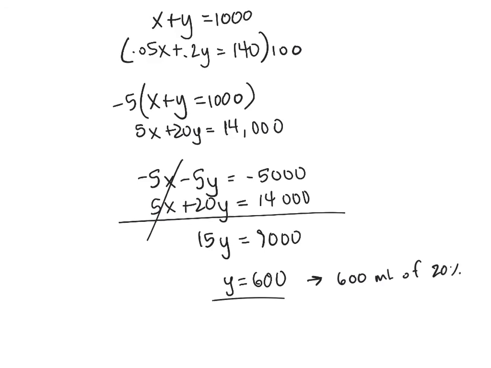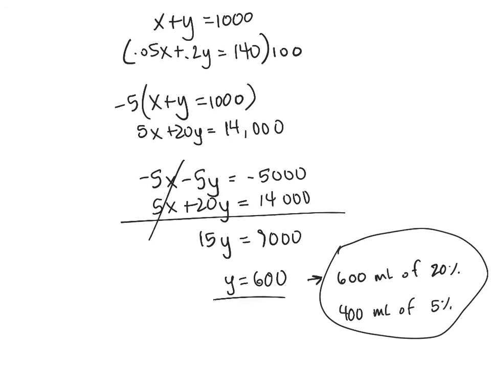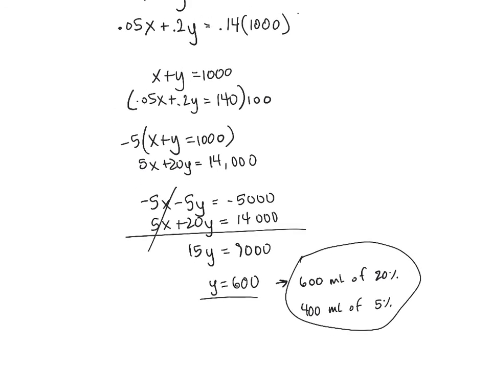And we already knew that we needed 1,000 milliliters total. And if 600 of that is the 20% solution, then we know that we're going to need 400 milliliters of the 5% solution. And that's the mixture we're going to need to create our 14% mixture. We need 600 milliliters of the 20% solution, 400 milliliters of the 5% solution. What that's going to give us is 1 liter or 1,000 milliliters of a 14% concentrated brine solution. So that is just one example of the types of applications for systems of equations.